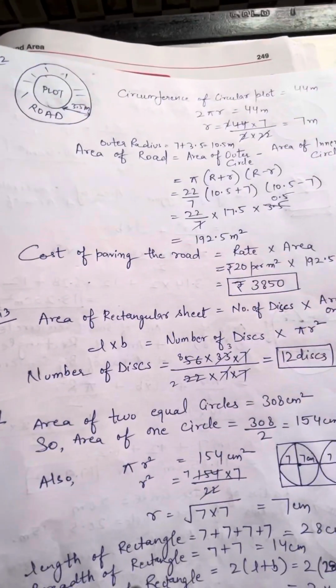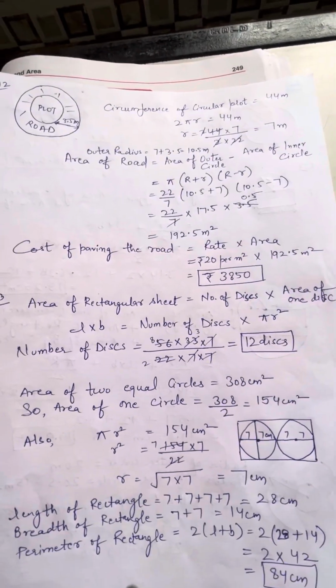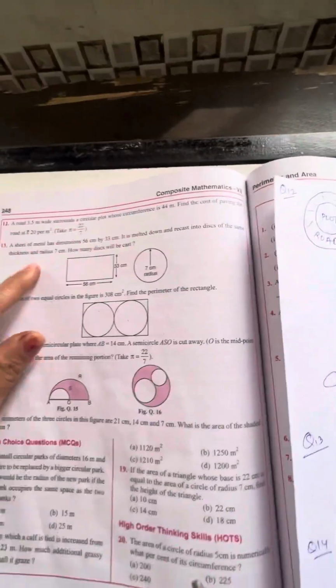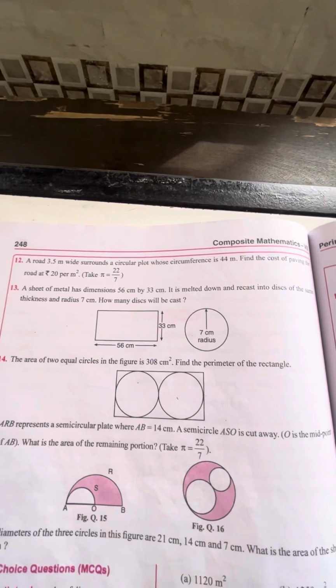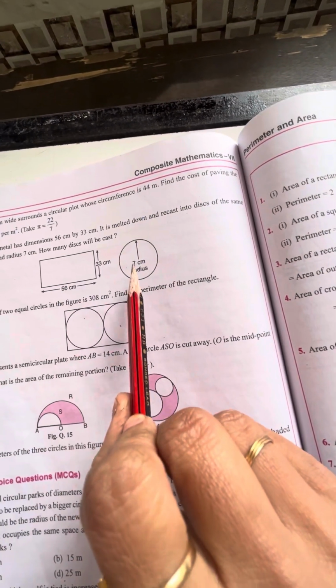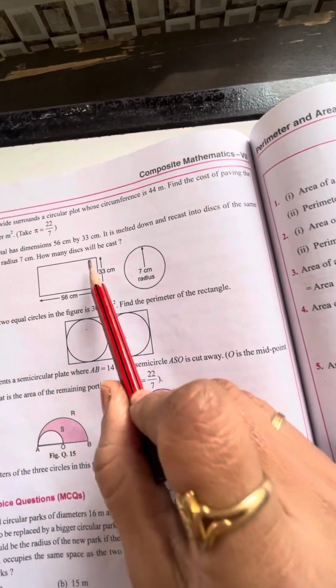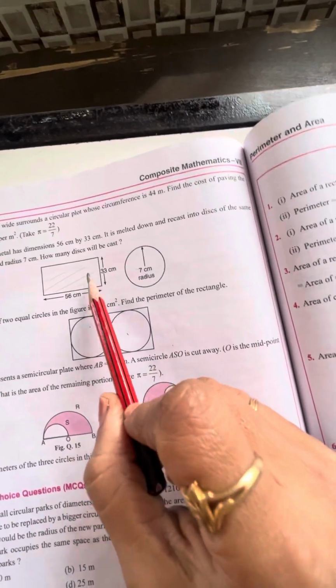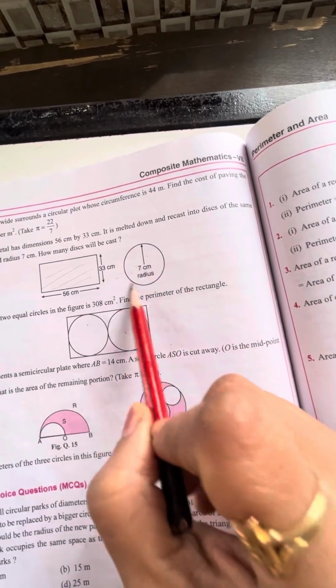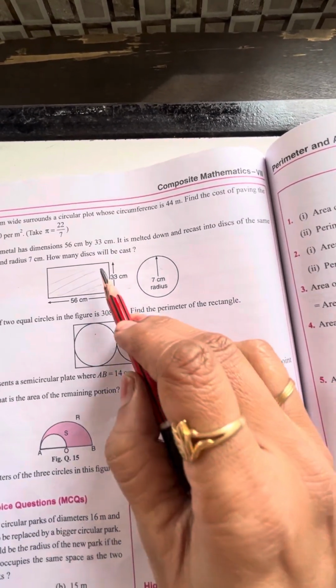Okay, then question number 13. For question number 13, a sheet of metal of given dimensions is melted and recast into discs. This sheet is remelted and cast into these, so you have to find how many discs can be cast. So you have to find the area of this sheet and divide it by the area of this circle. Okay, you get the number of discs.